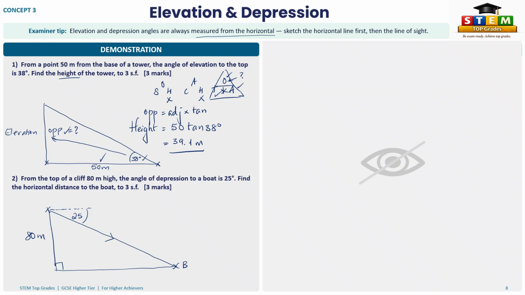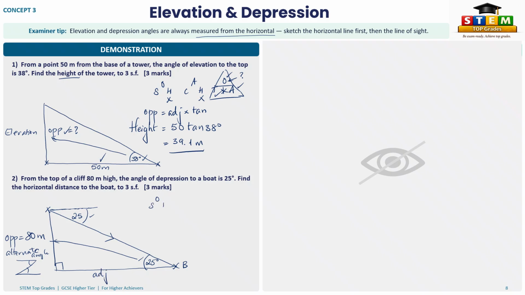And you may remember that this angle and that angle are equal, because these are alternate angles between parallel lines. That's what we're going to apply. And using this idea, we can tell that 80 meters is representing the opposite. And what are we looking for? We're looking for the adjacent.